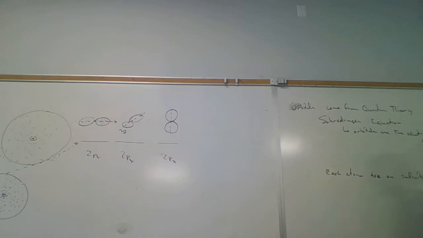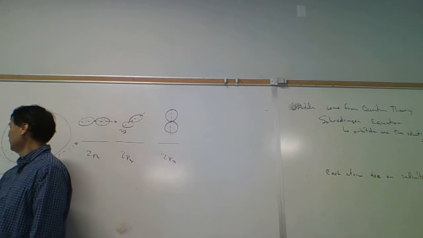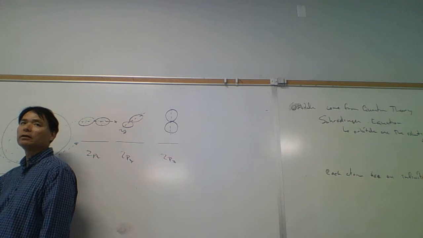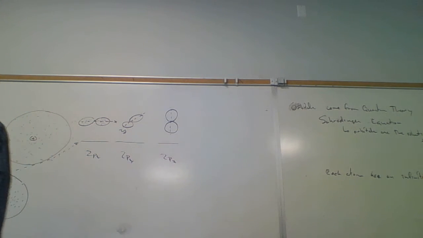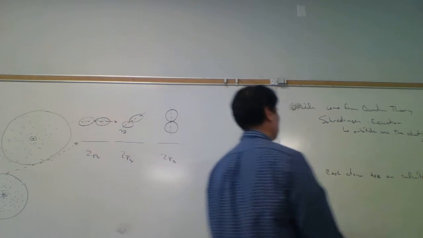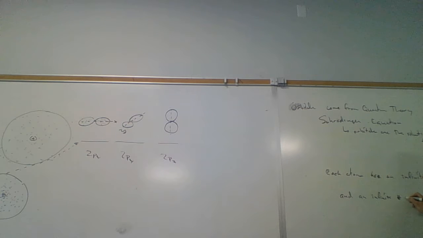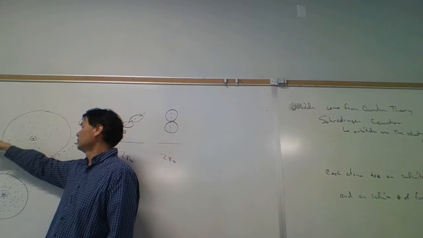And so, for example, n can be 1, n can be 2, but n can't be 1.1 or 1.01 or 1.11. They can't be anywhere between, so those are forbidden. So we could say an infinite number of allowed solutions, and an infinite number of forbidden solutions. So if we take the hydrogen atom, there's one ground state, but there's an infinite number of excited states.